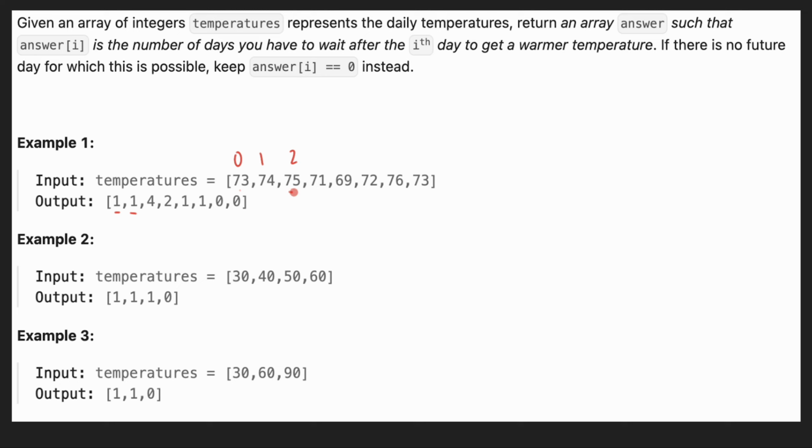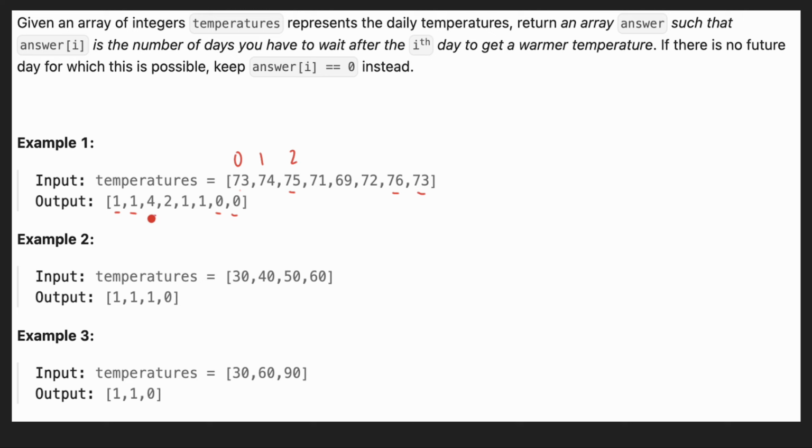But how about for the 75? For 75 the next warmer day is 1, 2, 3, 4 days away, because the next ones, 71, 69 and 72, are less than 75, so we need to wait 4 days before having a warmer day. And by the requirement, if it's not possible to have a warmer day, then in that case we set the value to 0. For example, for 76 there is no possibility that we will have a warmer day, and the same for 73.